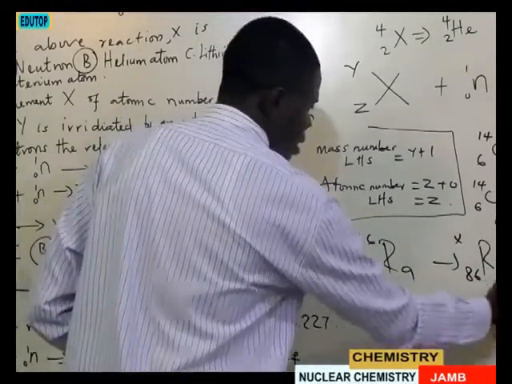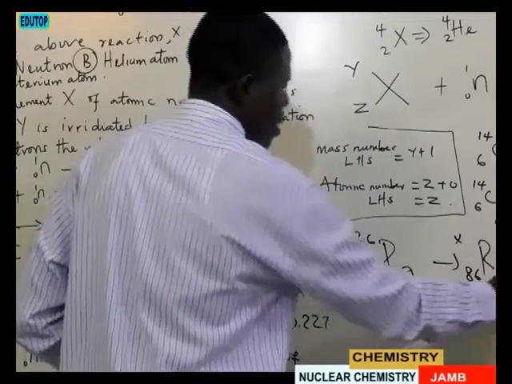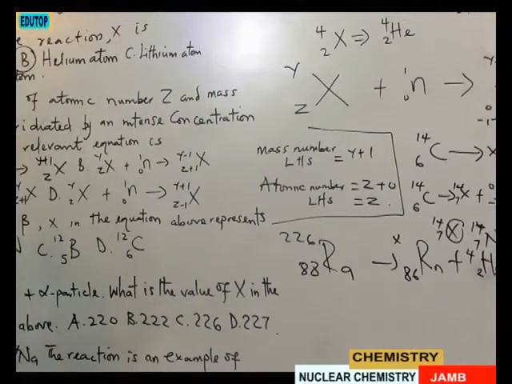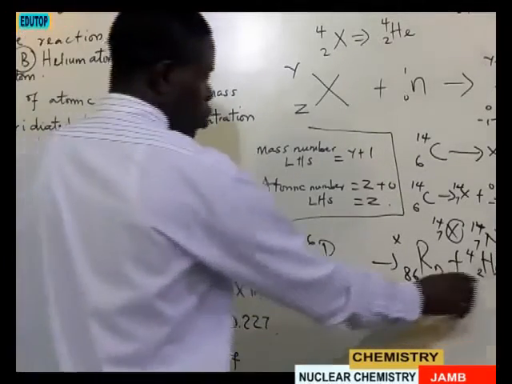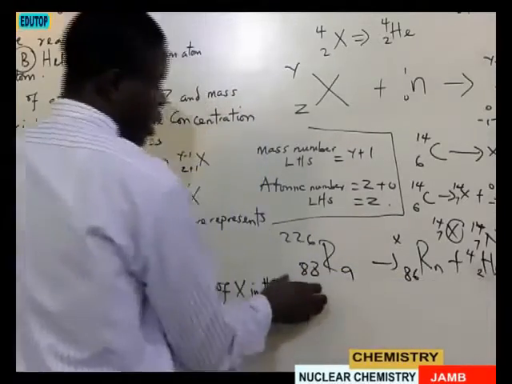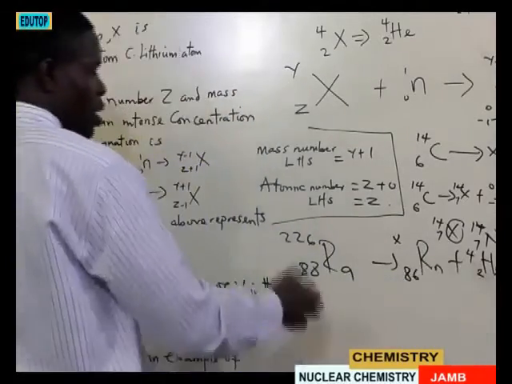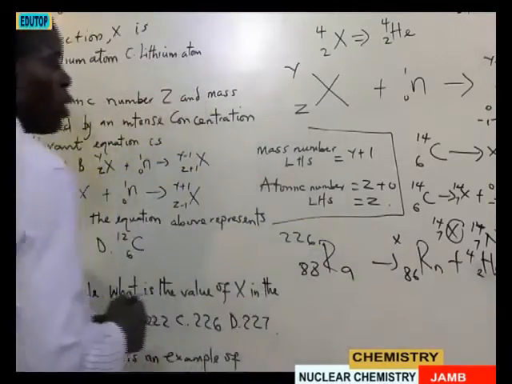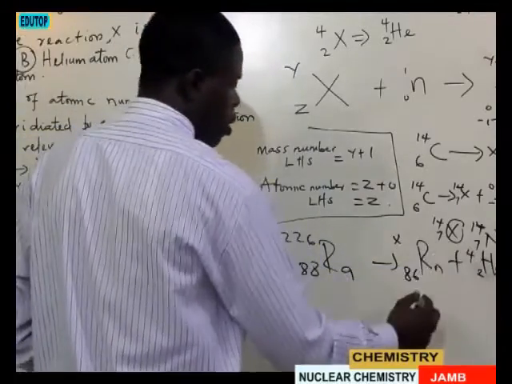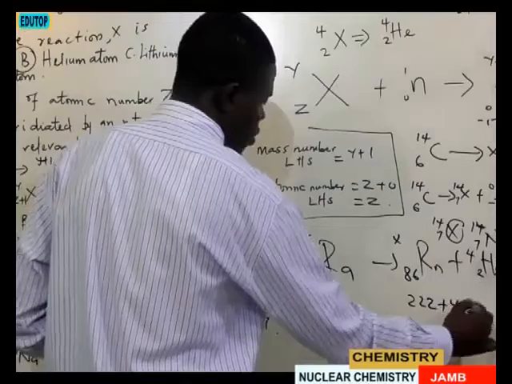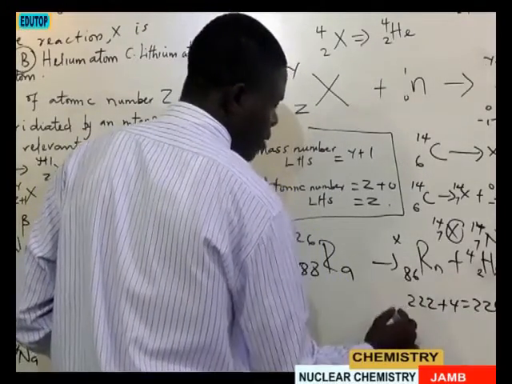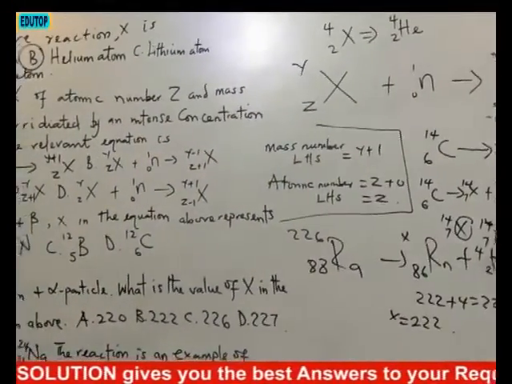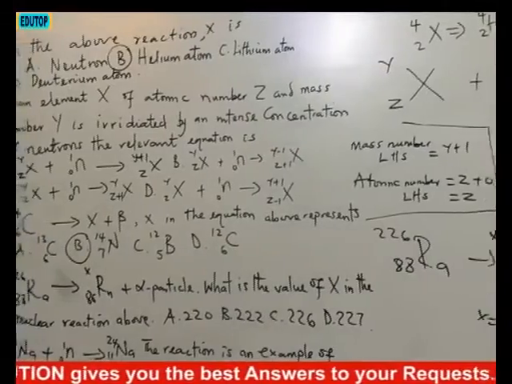Okay, not a beta decay. It's an alpha decay. Alpha decay is a helium atom, which is 2-4. Okay? So definitely 86 plus 2, that is 88. So this has commensurated this. So automatically, that one is settled. Then here, you have 226 and you're having 4 here. Subtract 4 from 226, you have 222. So 222 plus 4 is the one that will give us 226. That means the X is definitely 222. So we'll go to our options and see the one that matches that. That will definitely be option B.